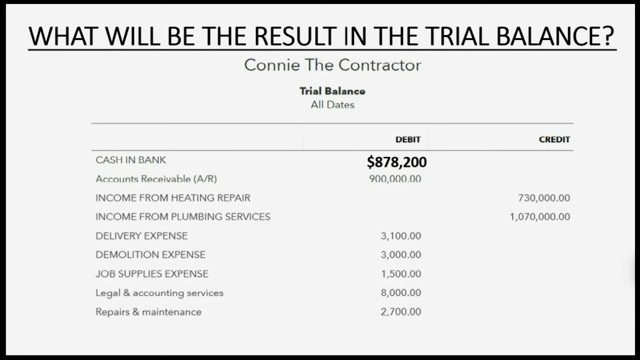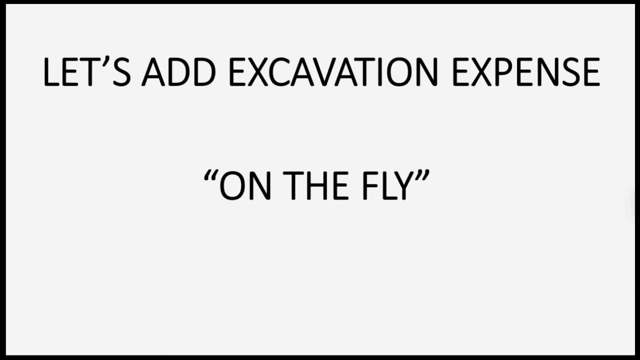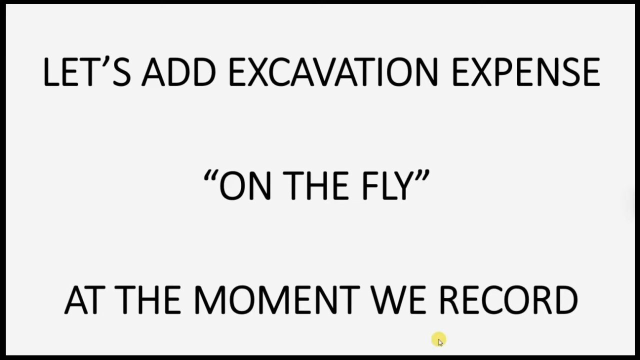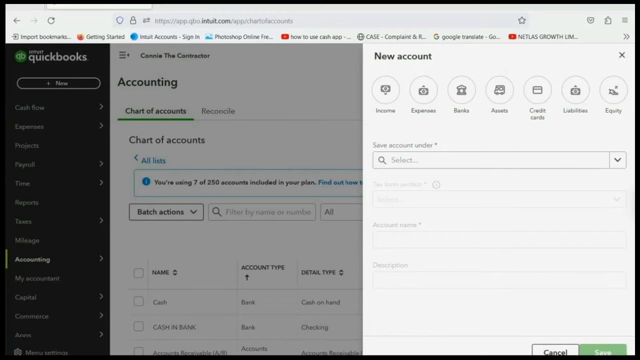$878,200. And because this is the first time we're paying for an excavation expense, it will show up in the trial balance for the first time as $3,500. And since excavation expense is not yet in the chart of accounts, we will add it on the fly. This is a first example of adding a list item at the moment we record the transaction.